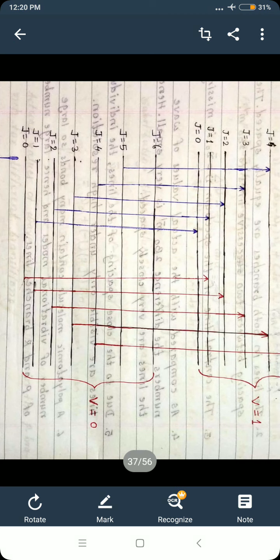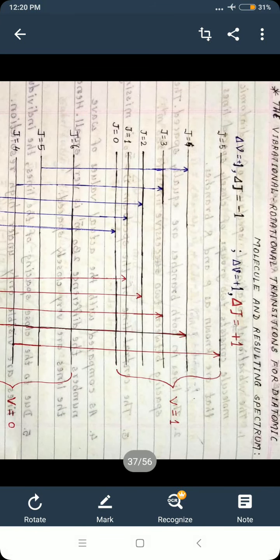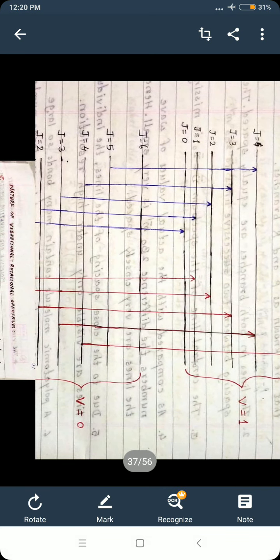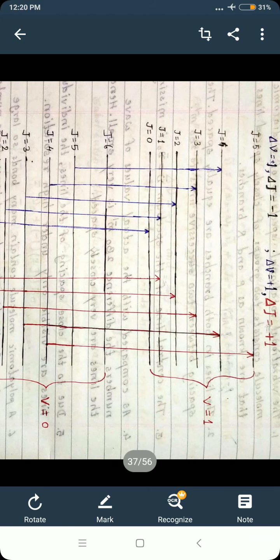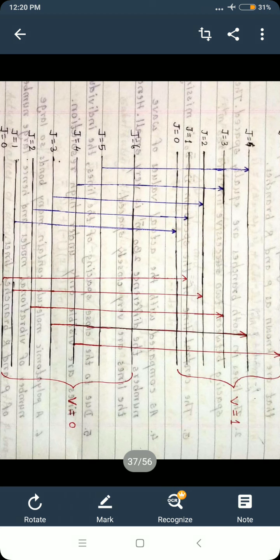But in the case of the R branch, delta V is plus 1, delta J is plus 1. Red lines, see here. Both have delta J plus 1. Therefore, the line originates from the 0 level and comes to 1. Therefore, J2 minus J1, 1 minus 0, is plus 1. Then the second line originates from 1 and the final state is 2. 1 to 2, therefore 2 minus 1, plus 1.